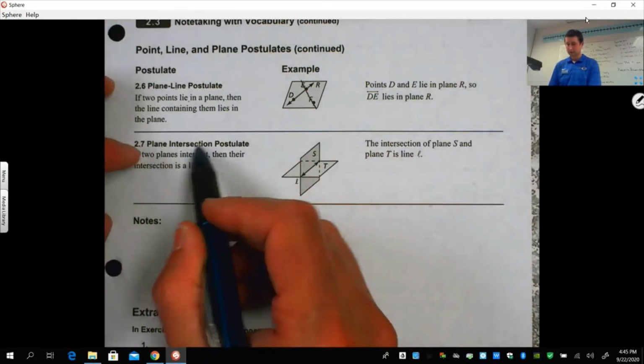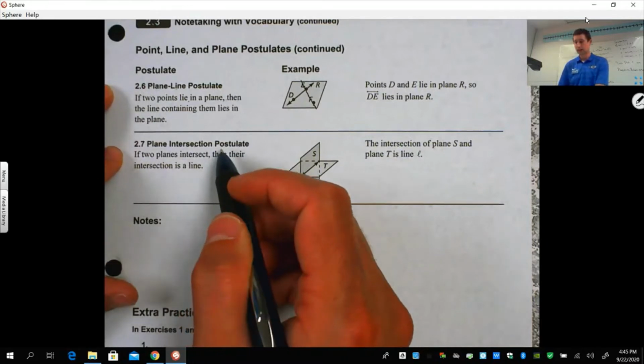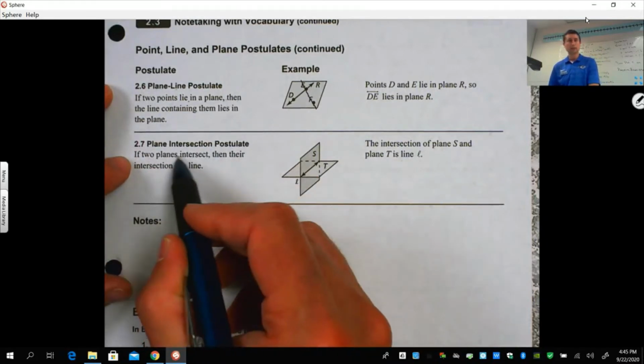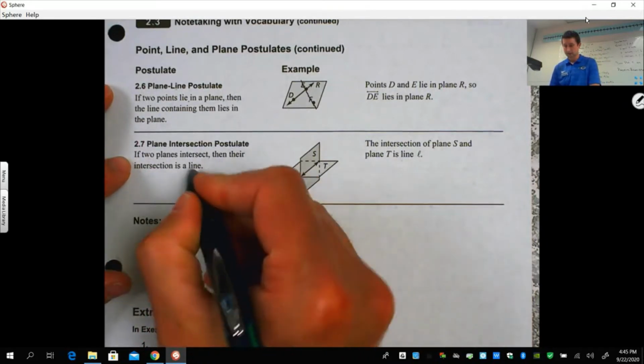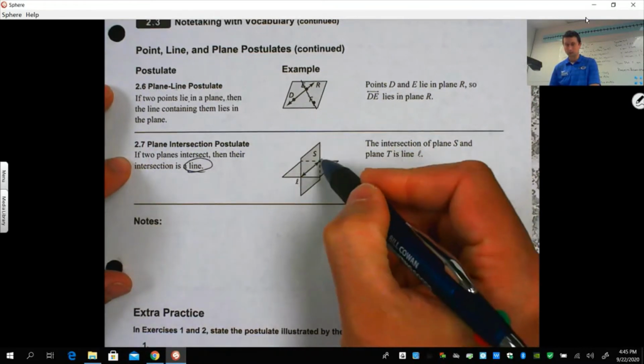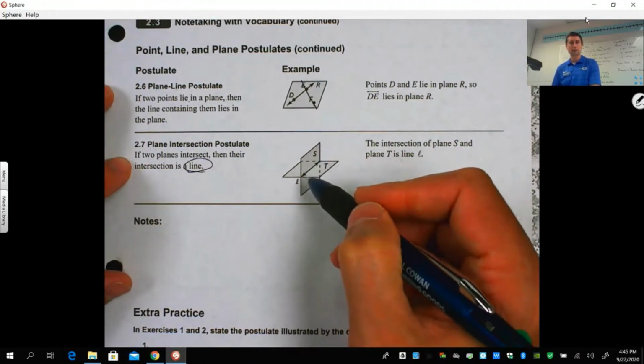Plane intersection postulate, this is like the line intersection postulate. If 2 planes intersect, then their intersection is a line. Okay, it's kind of where 2 walls meet. You have a line going vertical with that.